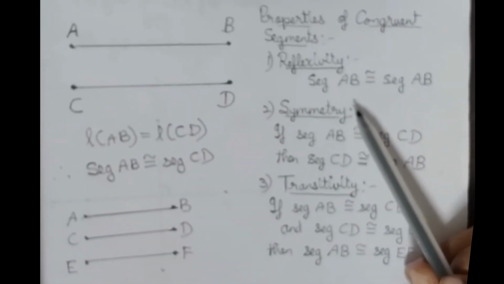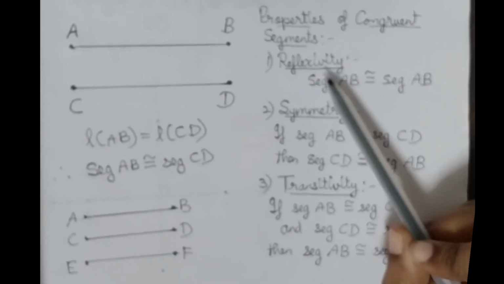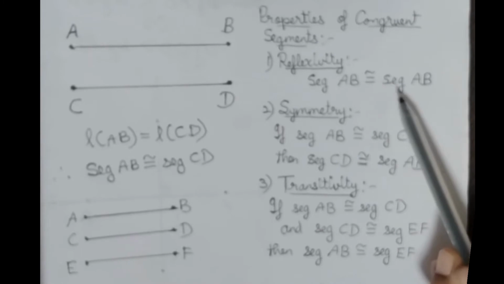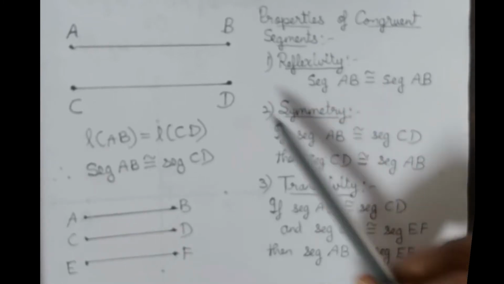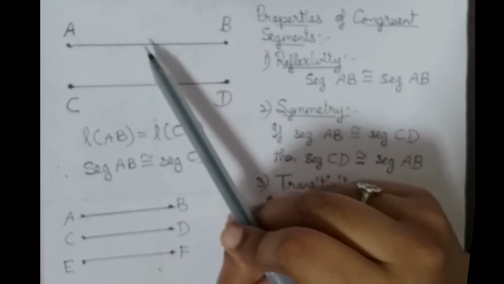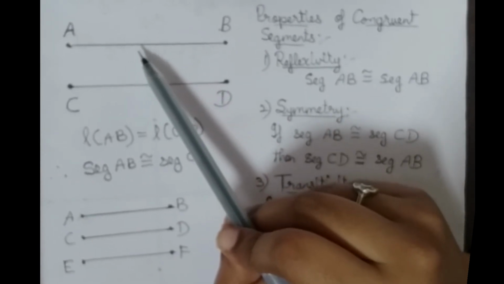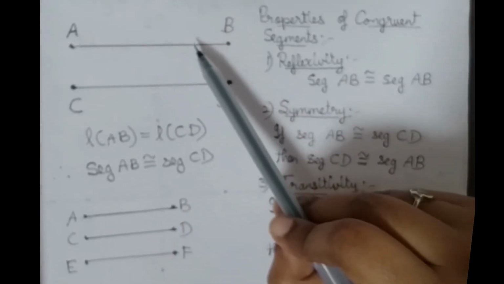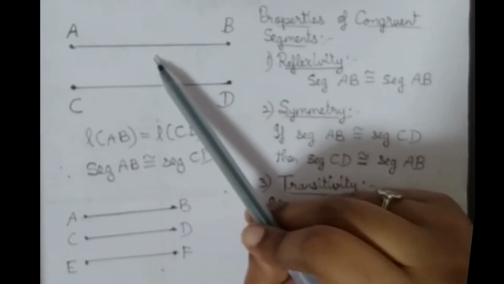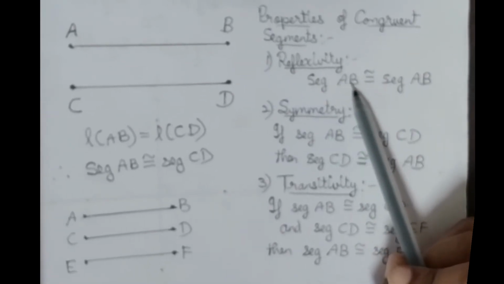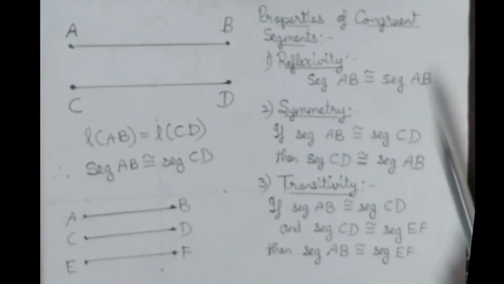Now the first property is reflexivity. Means segment AB is congruent to segment AB. AB will be congruent to itself. See, length AB will be equal to length AB, right? It will be equal to itself. So segment AB will be congruent to itself. That is, segment AB is congruent to segment AB.